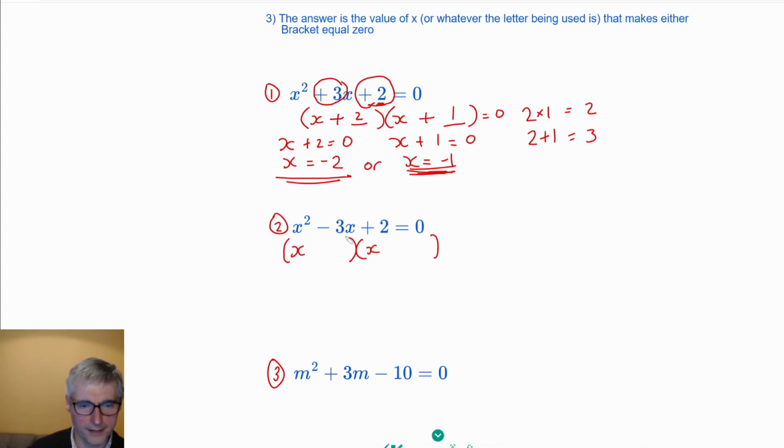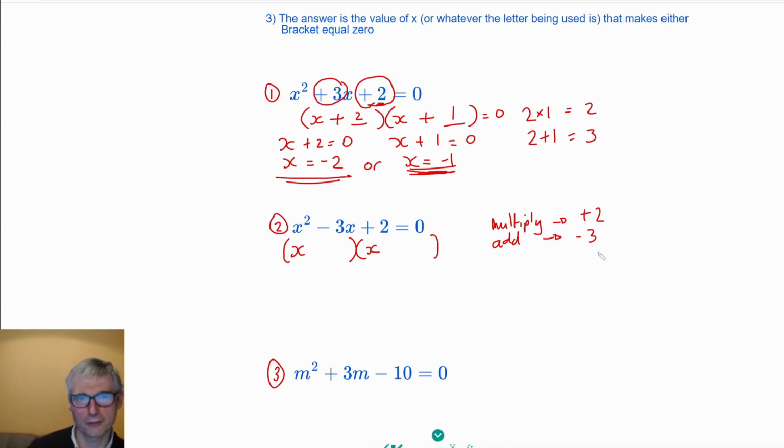And what we're doing now is to look for two numbers which will multiply to give plus 2 there. So we can see the plus 2. So multiply to give plus 2. And they've also got to add to give minus 3. So this is a little bit of guesswork usually for these quadratics.